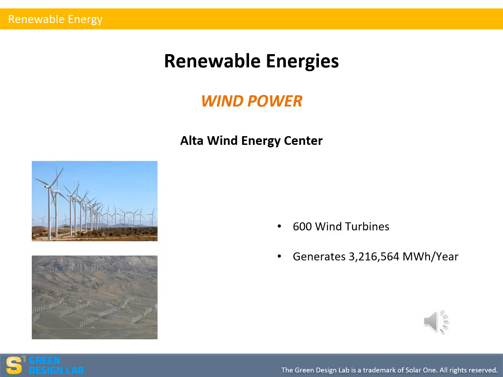The largest wind farm in the United States is the Alta Wind Energy Center in California, also known as the Mojave Wind Farm. It was first built in 2011 and is the 3rd largest onshore wind farm in the world. It includes 600 wind turbines, and the entire site generates 3,216,564 megawatt hours of electricity per year.